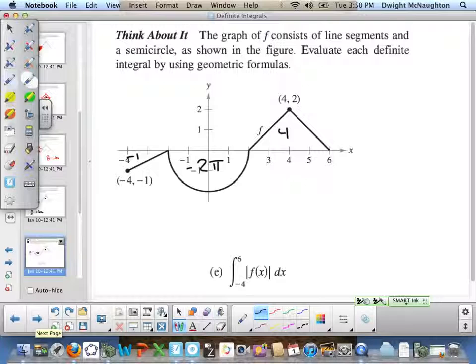What is the area under the curve from negative 4 to 6 when we do the absolute value first? Well, that's not too difficult. Absolute value says make it positive. So what is the area when we make it positive before we calculate it? I'll make them positive and add them up. 5 plus 2 pi.